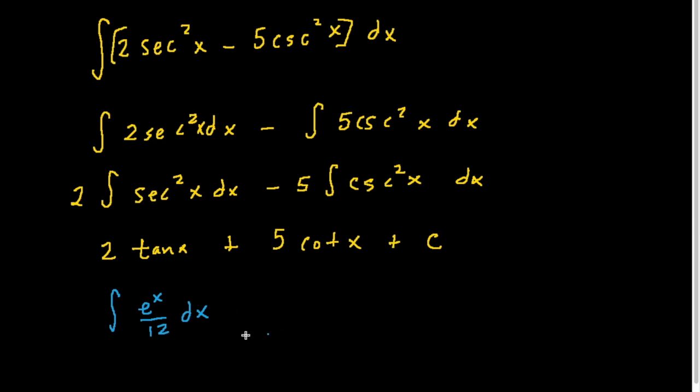The last one we'll look at will just be an example with e to the x. Once again, this is e to the x divided by 12. This requires a quick rewriting of what's going on here. It's really like 1/12 times e to the x dx. The antiderivative of e to the x is just e to the x, so we're just going to have 1/12 e to the x, or e to the x over 12, plus c.